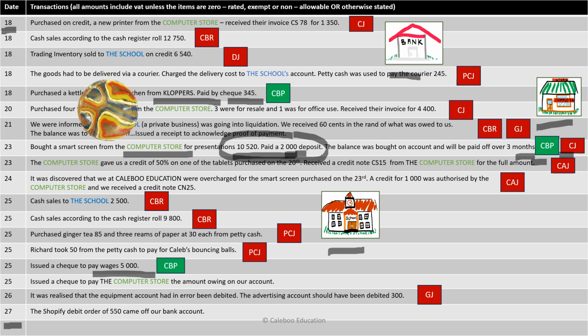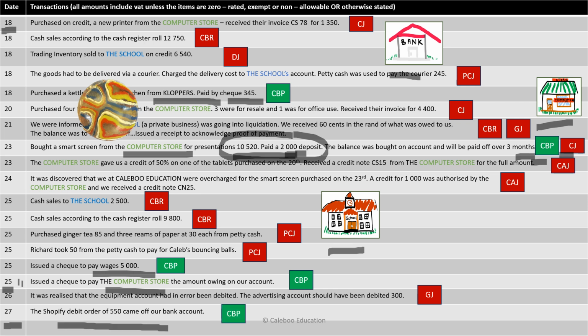Paid wages, remember wages paid on a weekly basis. Issued another check to the computer store for the amount owing on account. So once again we're going to have to calculate what do we owe to the computer store up until the 25th. Remember, we've already made a payment to them, but we pay them again on the 25th. We're going to have to calculate that amount.